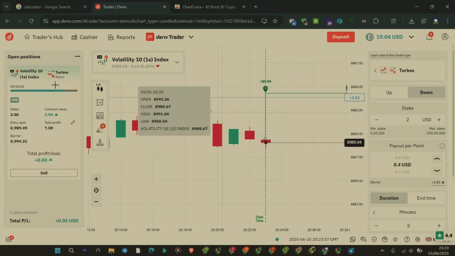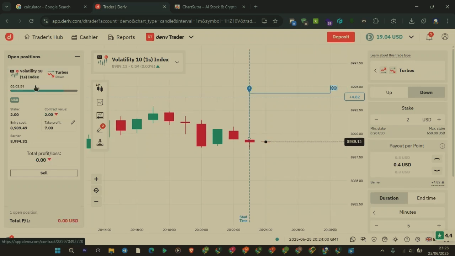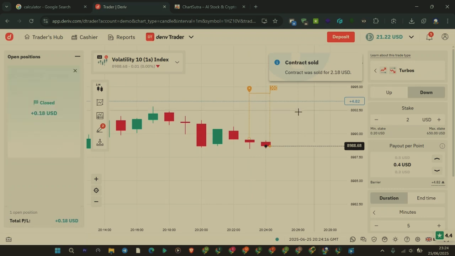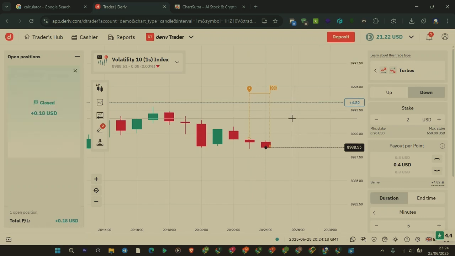Let me try this time here. You need to be careful with it, because after this timer ends, it will kick you out of the market. So you need to get out faster. Let me just get out and try another method.